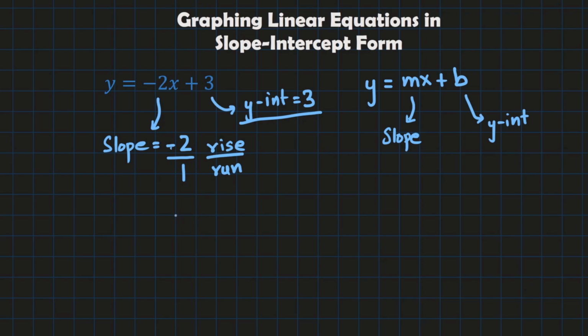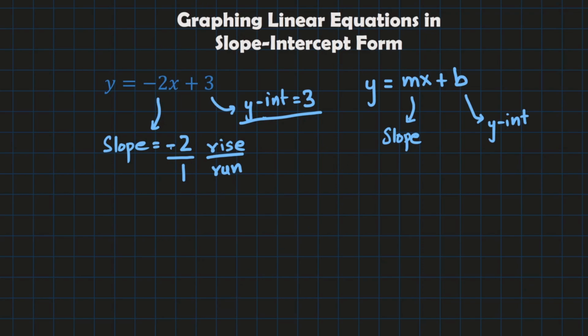What I mean to say is, if I start from this point, then for every 1 unit I turn right, I will go 2 units down and I will get another point. Similarly, if I go 1 unit right, I will go 2 units down, so I will get another point over here. I can get multiple points using the slope, but my starting point is usually the y-intercept. So let's quickly graph this equation.